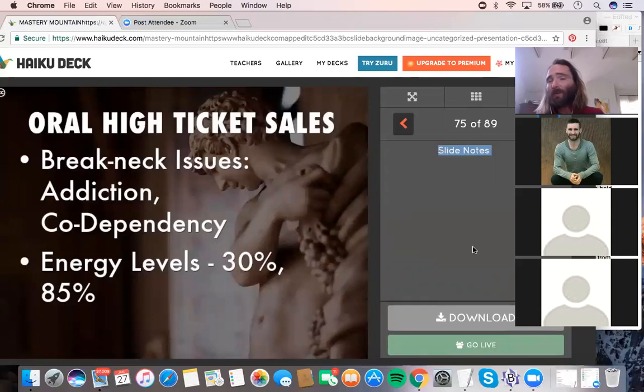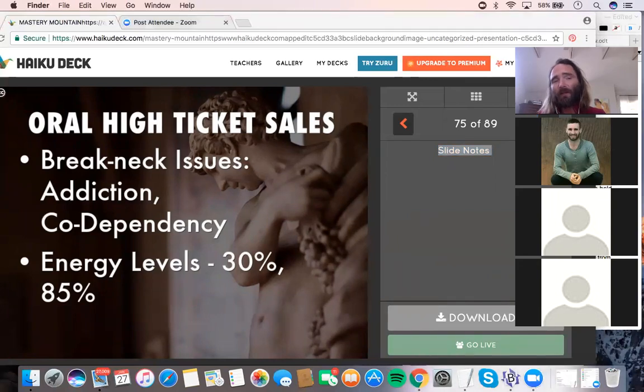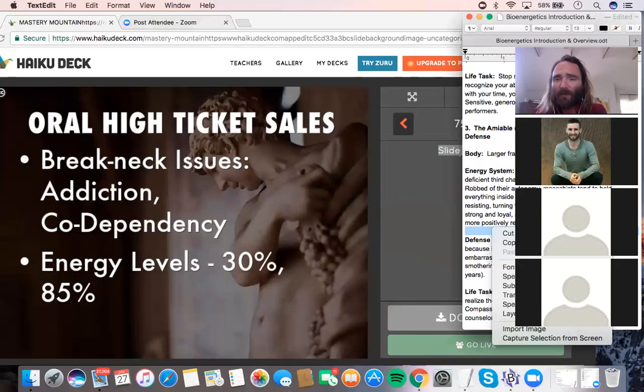Codependency, huge one too. And maybe relationship coaches and stuff could have really great oral tickets. Like, in a way, my girlfriend does. She does high ticket courses for women using tantric power energy practices to find the love of their lives. I would say that's a Venus oral high ticket. And that's probably more for someone revving at 90% or wanting to get there.